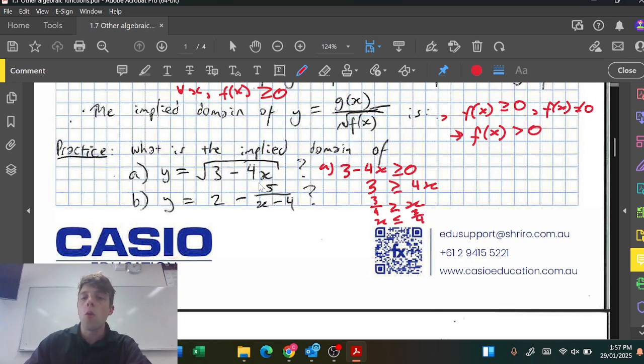Notice the order of this inequality is very important. If you get it the wrong way around, your answer will be wrong. Okay, so that's the answer to that first question there. Let's have a go at B.